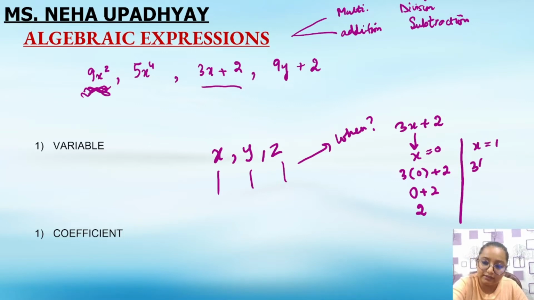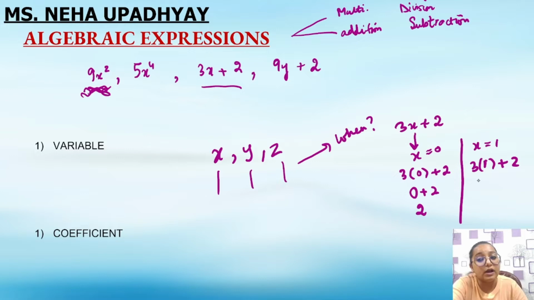Then we will put 1 in place of x in 3x plus 2. Then what is 3 into 1? It is 3. And 3 plus 2 is 5. So what are we doing over here? We are considering x as a variable, and if something is a variable, we can give it any value. I hope the concept of algebraic expression and what variables are is clear in everyone's mind.